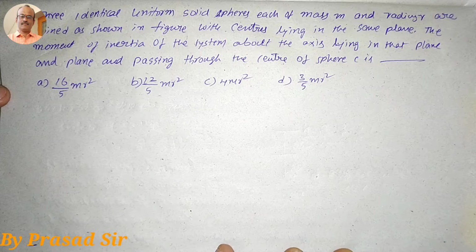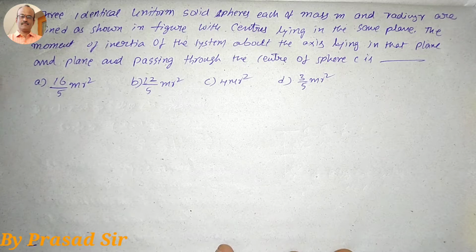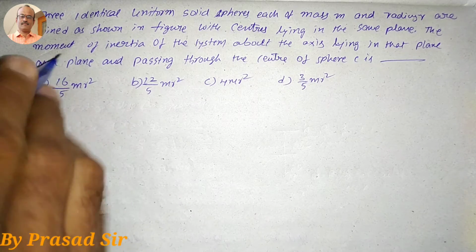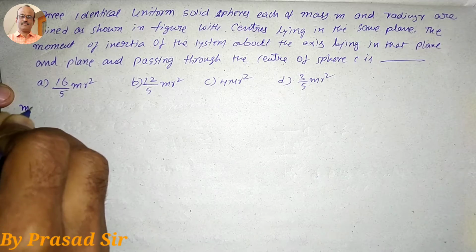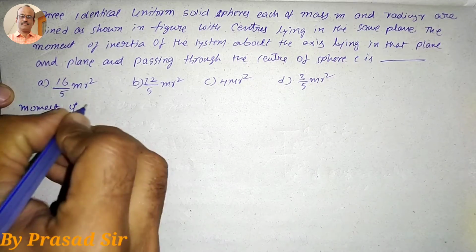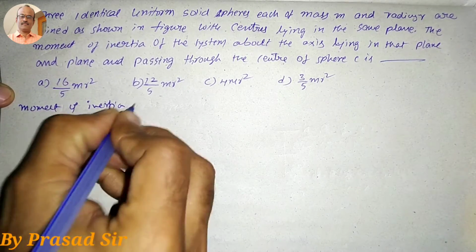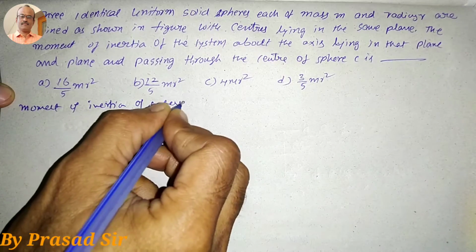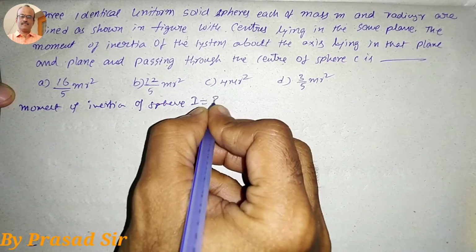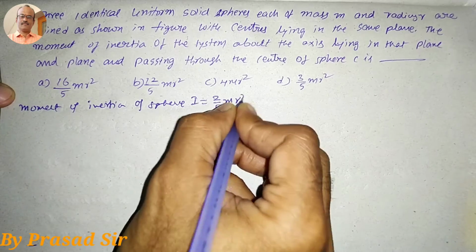Now the question number 35. Three identical uniform solid spheres, each of mass m and radius r, are joined as shown in the figure with centers lying in the same plane. The moment of inertia of the system about the axis lying in that plane and passing through the center of sphere C is how much? So first of all, the moment of inertia of a sphere, that means I is equal to 2 by 5 mr square.